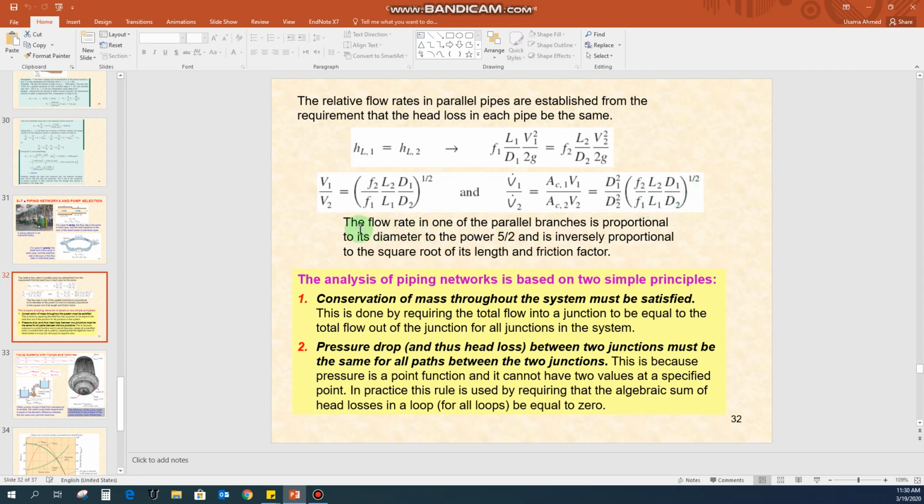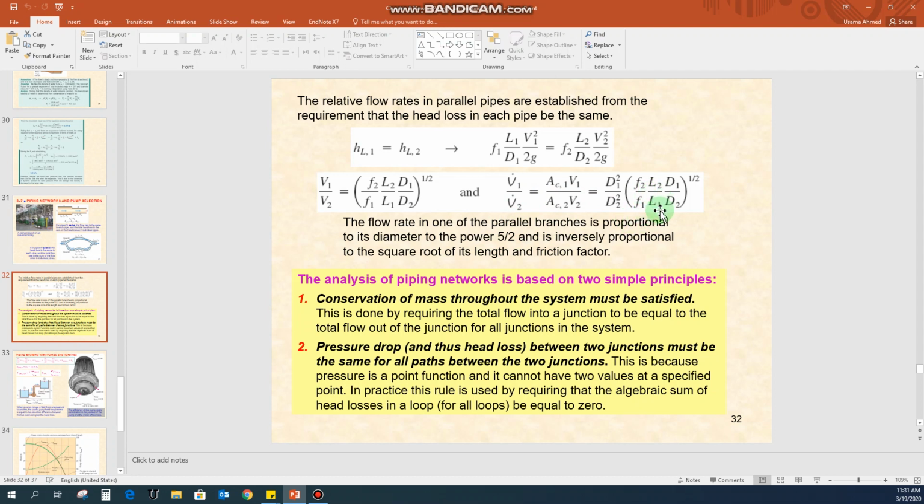Now what we can see from this equation is that the flow rate in one of the parallel branches is proportional to its diameter to the power 5 by 2 and is inversely proportional to the square root of its length and the friction factor. So for example, if we take the first line here, what we see is the volumetric flow rate in one of the branches. The volumetric flow rate in the first branch is proportional to diameter to the power 5 by 2. So diameter to the power 2 multiplied by diameter to the power 1 by 2, so overall you get the power 5 by 2 for the diameter. So the volumetric flow rate is proportional to diameter to the power 5 by 2 and inversely proportional to the square root of its length.